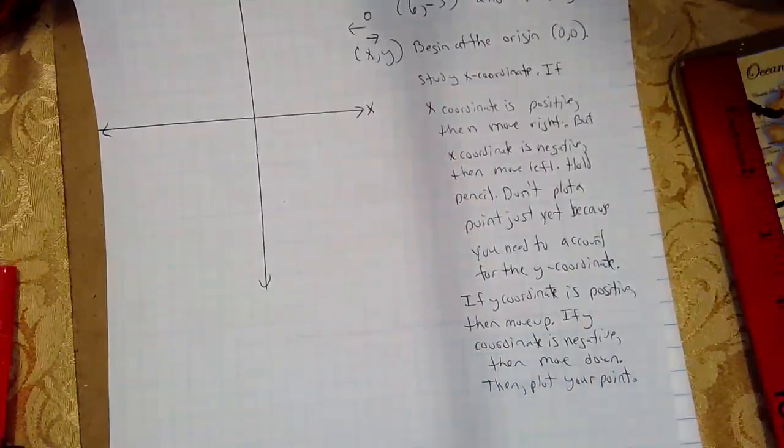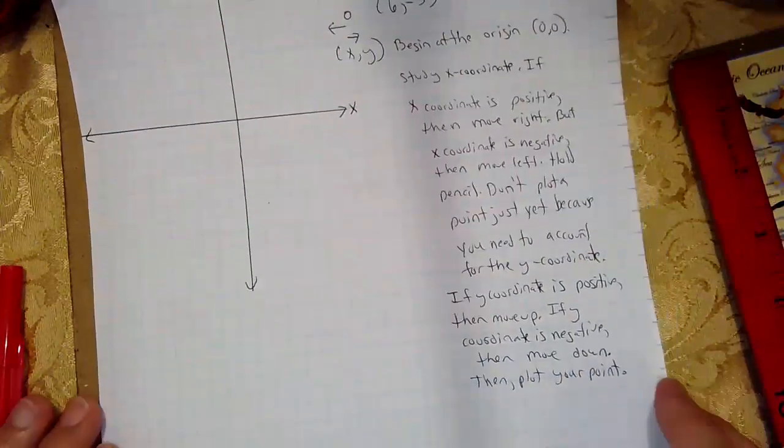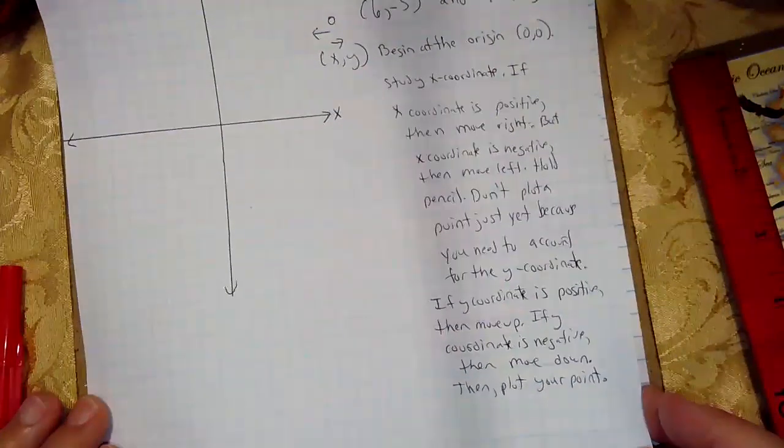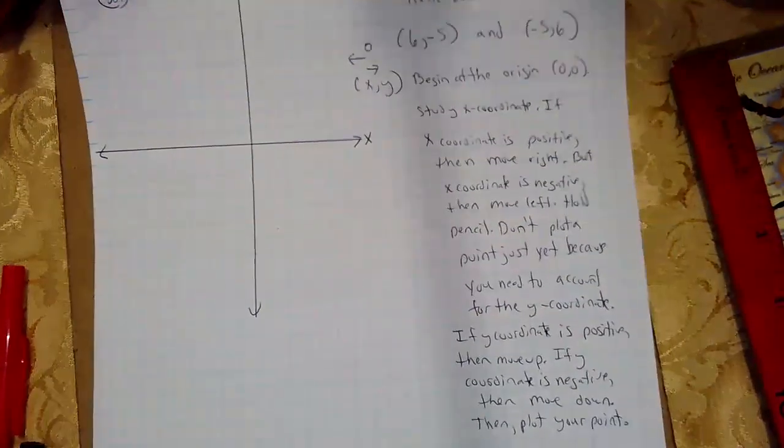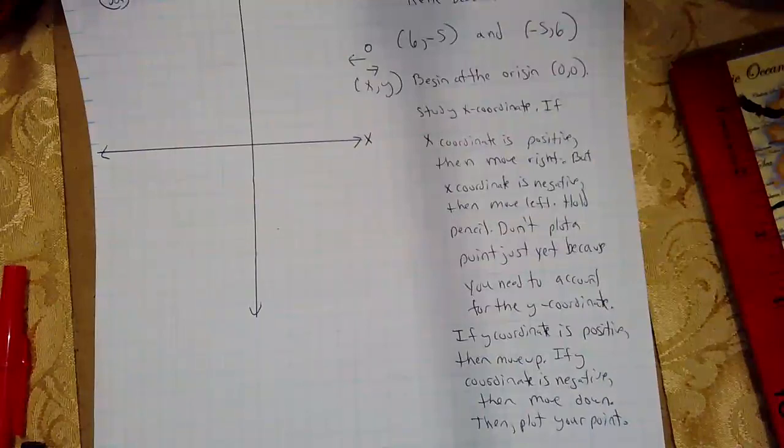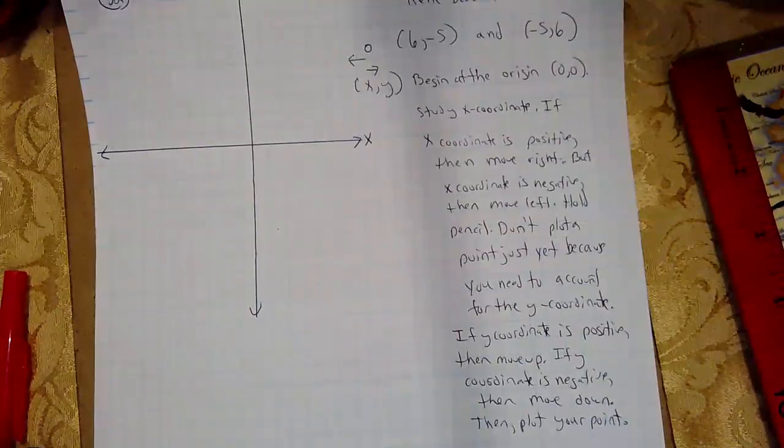Okay? So that's the idea. It's similar to reading a map. If you've ever read a map before, they often use variables on a grid. So it's very similar to that, following directions on the map for location.